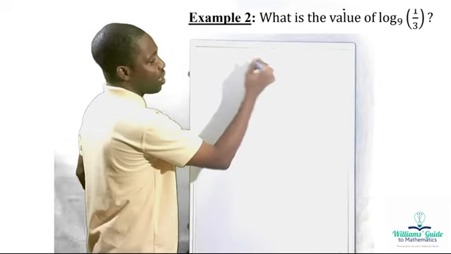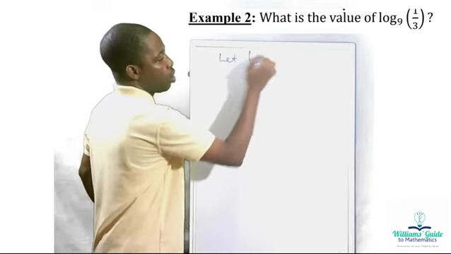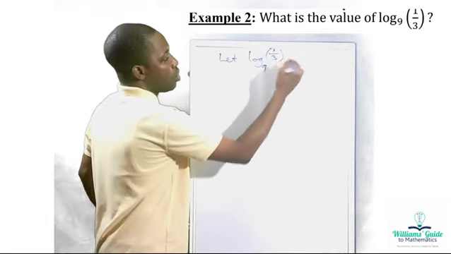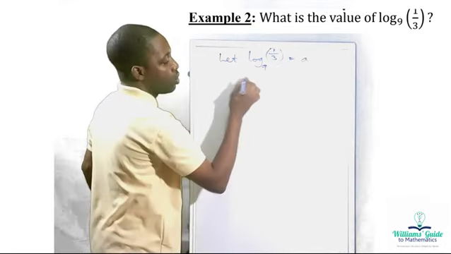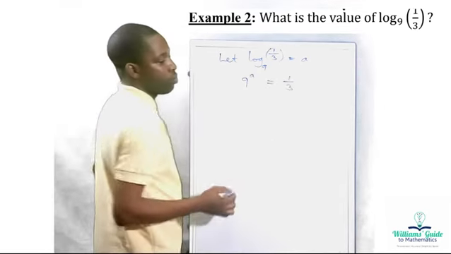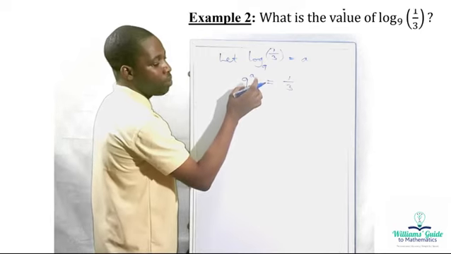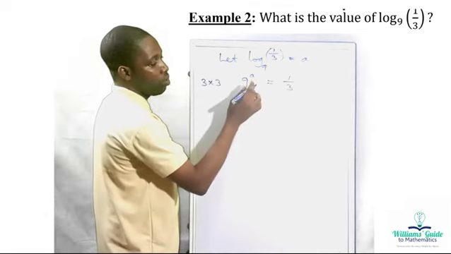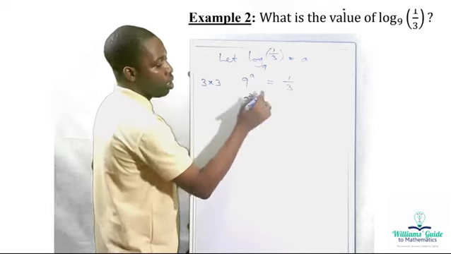This example is similar to the first one. We can also have log 1/3 to base 9 to be equal to a letter like a, so that we have 9 raised to power a equals 1/3. Now, 9 is having the prime number 3. That means we can multiply 3 by 3 to give us 9. That is 3 in 2 places, 3 raised to power 2 with the a.